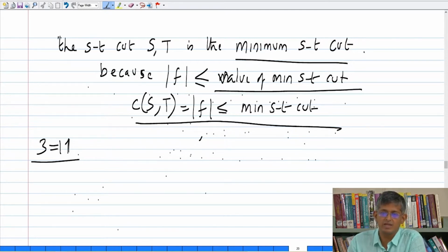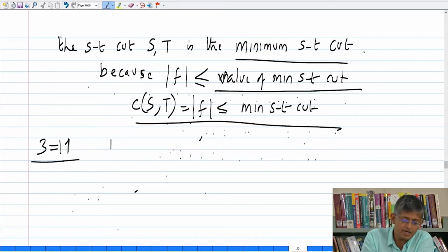So recall Menger's theorem, then we proved that maximum matching is equal to minimum vertex cover in bipartite graphs, and now we've shown that max flow is equal to the minimum cut in a flow network. I need to complete 3 goes to 1. What does 3 goes to 1 mean?